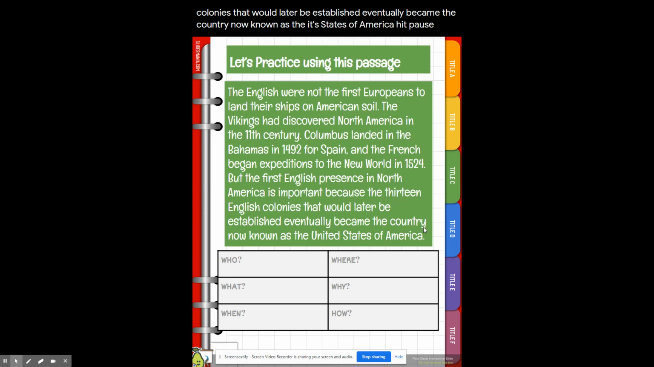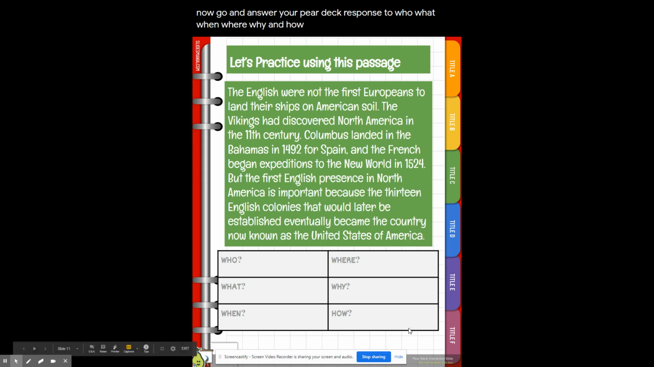Hit pause right now. Go and answer your PearDeck response to who, what, when, where, why, and how. Good luck with typing this.